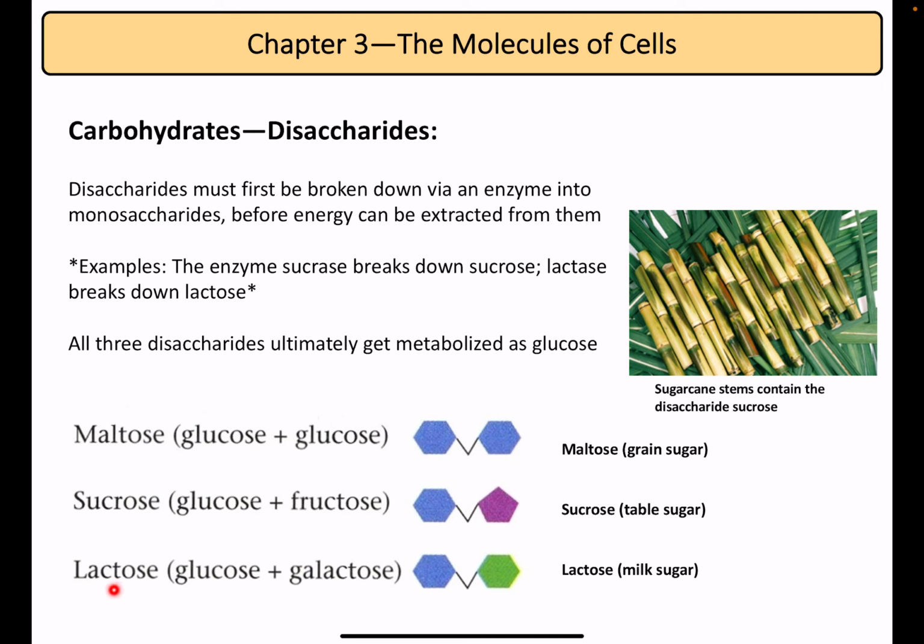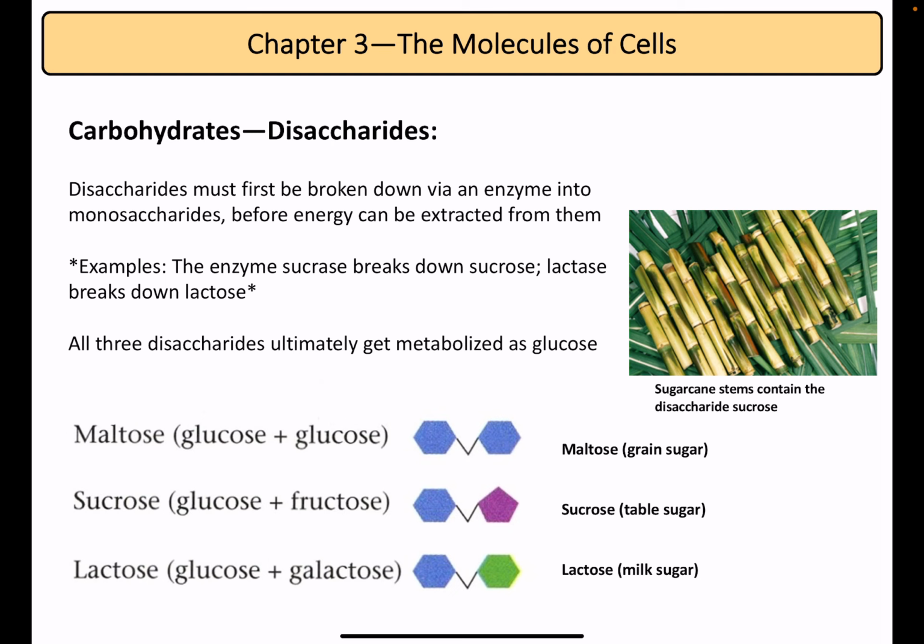lactose, which is milk sugar. And you should know that lactose is composed of glucose attached to galactose. Second is sucrose, which is commonly just known as sugar. Okay, that's table sugar from sugarcane. And sucrose is made up of glucose bound to fructose. And then lastly, maltose, known as grain sugar, is kind of a precursor to starch, and it's composed of glucose bound to another glucose.